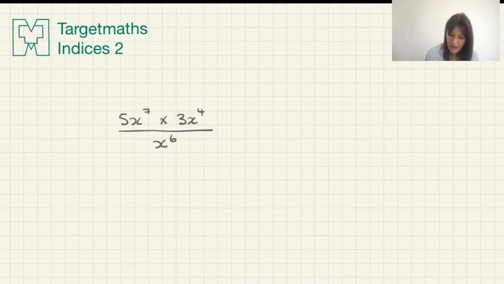Okay, so what I'm actually going to do is tidy this top up. I don't want that times sign there. I want one thing to represent what's on top. So 5 times 3 is 15. I'm going to add the powers because it is multiply. So that's going to give me 11. Now that is all over x to the 6.